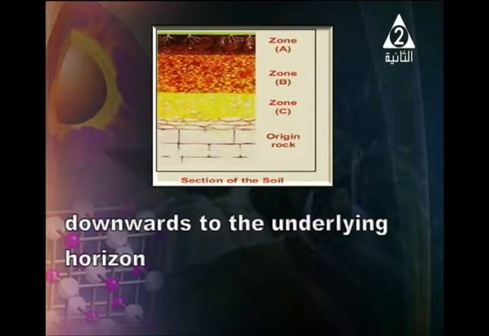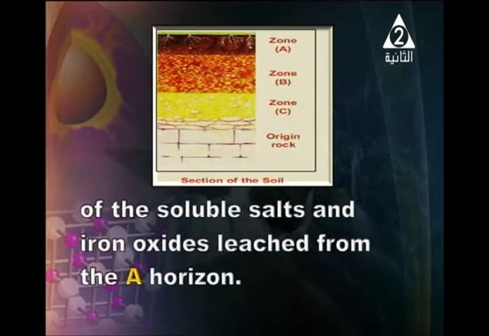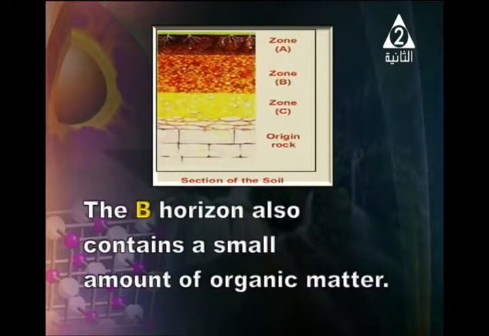It's another name for the uppermost horizon, the percolating horizon. Then we have the next subsoil horizon, the B horizon. It is also known as the zone of accumulation because it contains the soluble salts and iron oxides leached from the A horizon. So many of the salts which percolated from the A horizon go down to the B horizon. The B horizon also contains a small amount of organic matter.